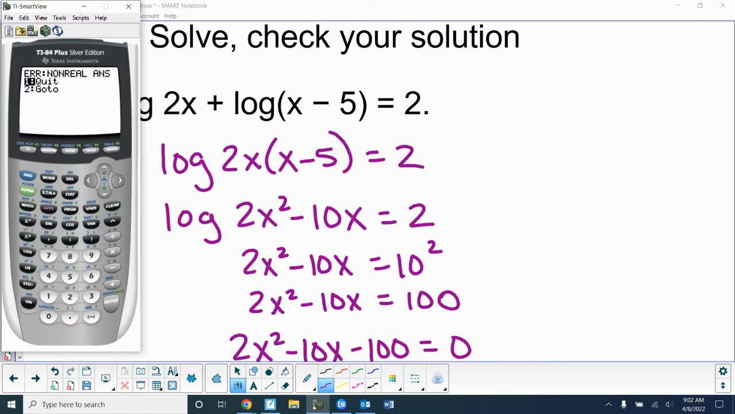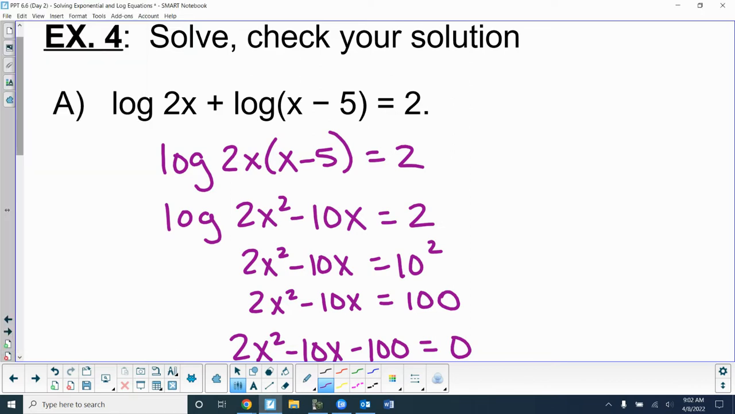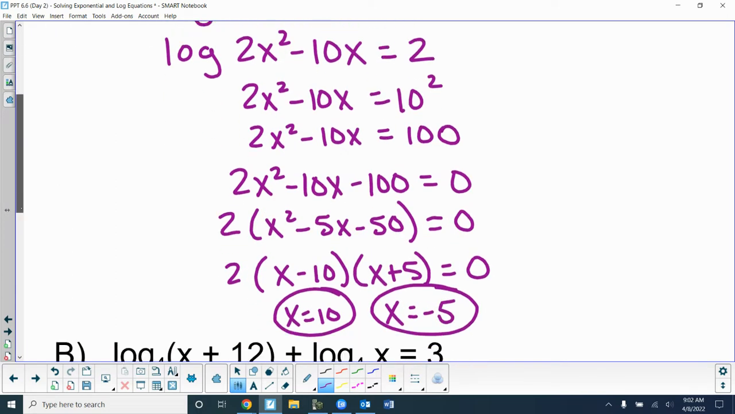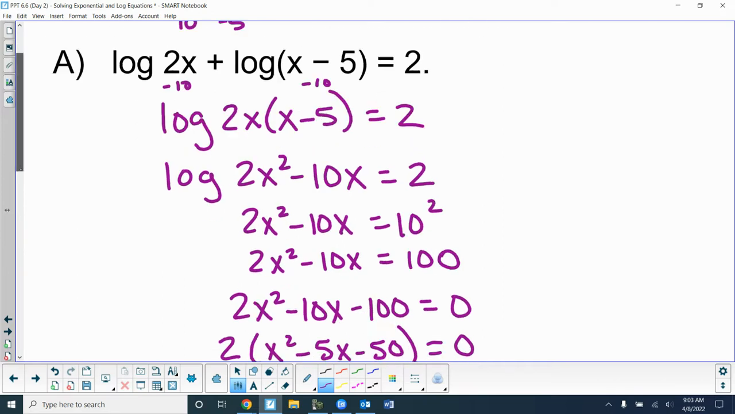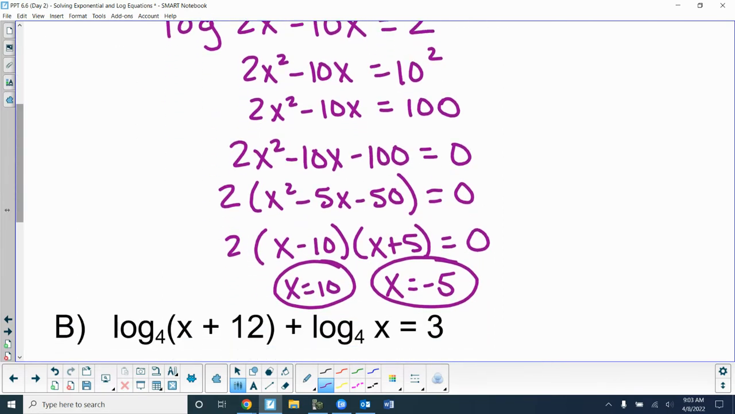So, when I substitute in, what were the 2 answers? 10 and negative 5, right? When I put a 10 there and a 10 here, I still got a positive number, right? But when I put negative 5 here, I get log of negative 10 for both of those, right? Can't do that. Can't find the log of a negative. So our negative 5 answer is not a good answer, okay?